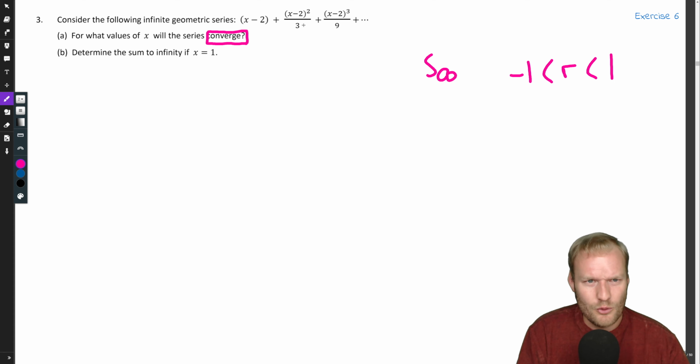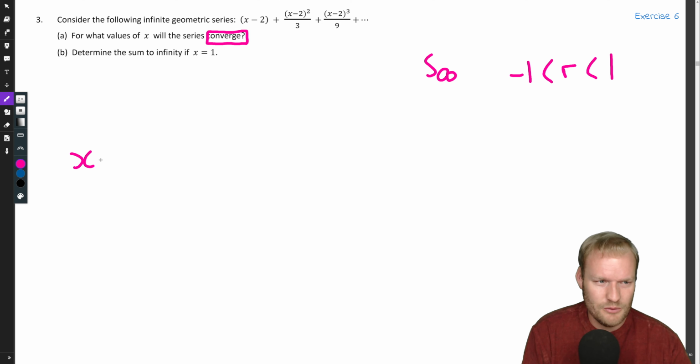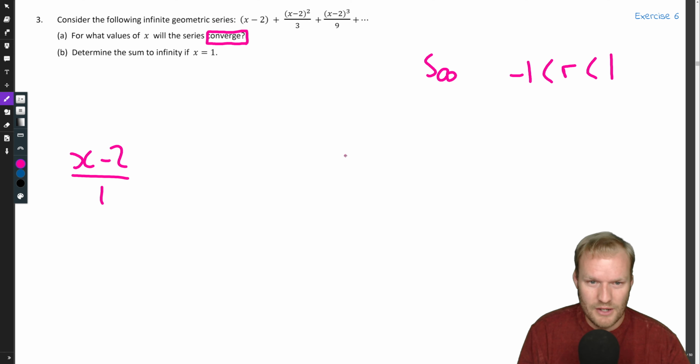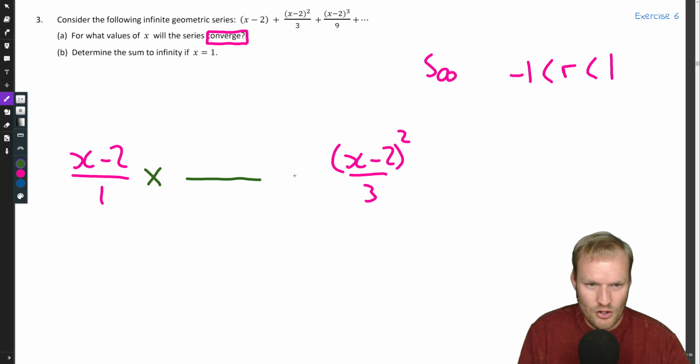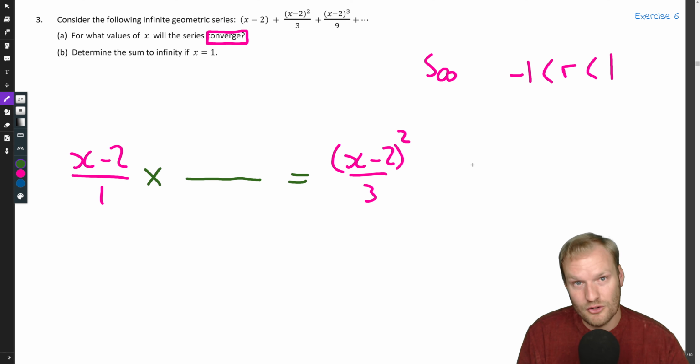So we need to work out the ratio of this. Now, the first term is x minus 2. They're all fractions, so I'm going to say that's the first term, and the second term is (x minus 2) over 3, but the numerator is squared. To work out the common ratio, we're asking what are you multiplying the first term by to get the second term, or the second term by to get the third term?